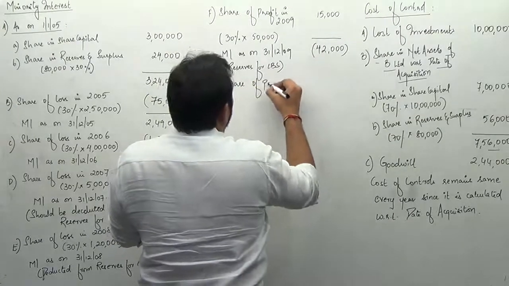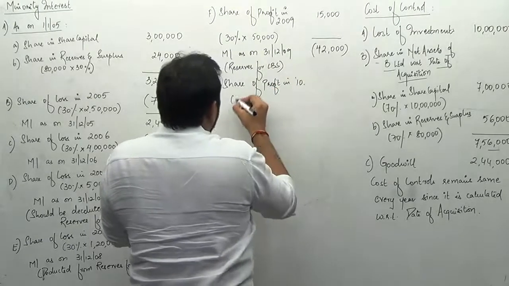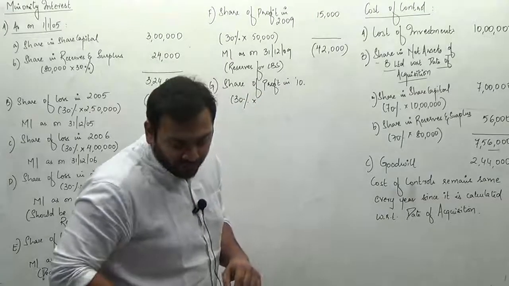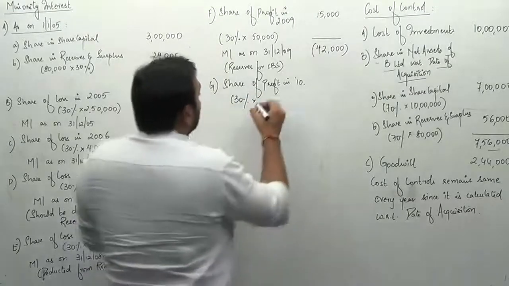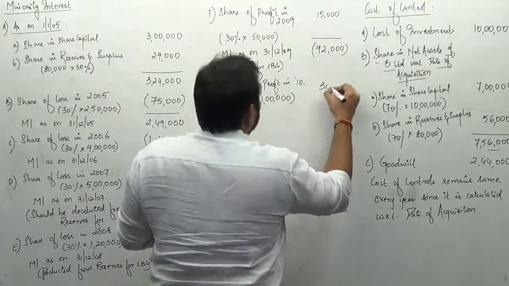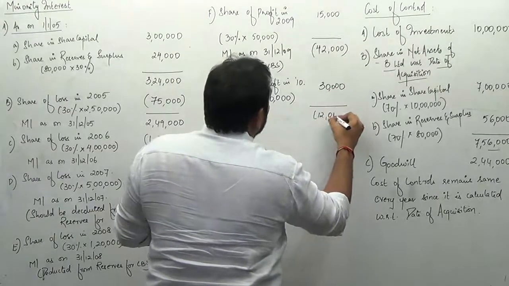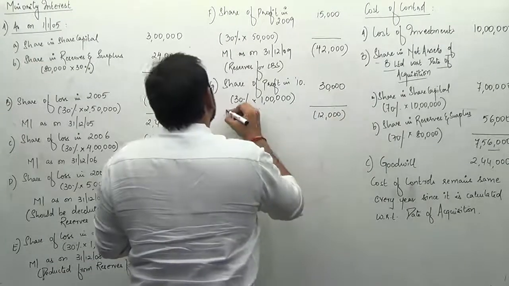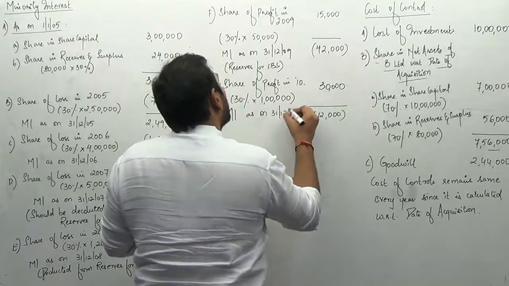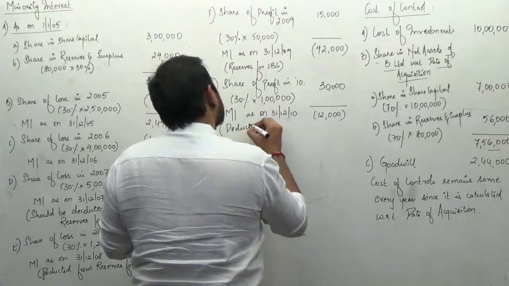Then share of profit in 2010, 30% of 2010 profit is 1,30,000. That is 30,000. Still have negative 12,000. Again negative figure. So minority interest as on 31st December 2010, this negative figure also deducted from reserves for CBS.